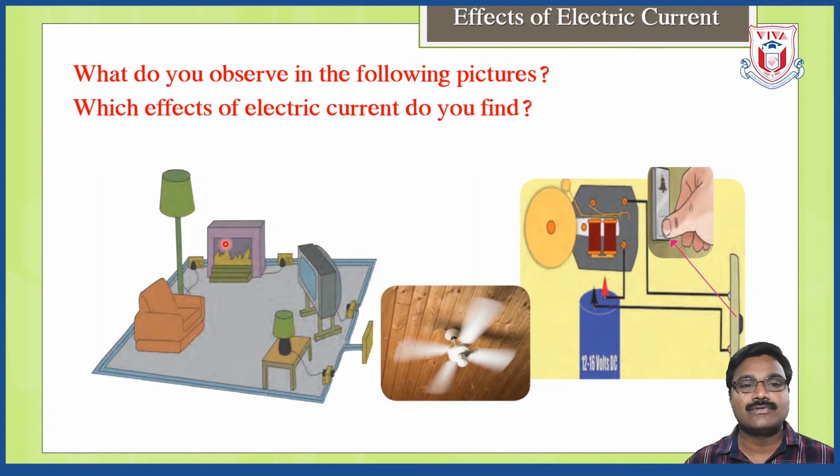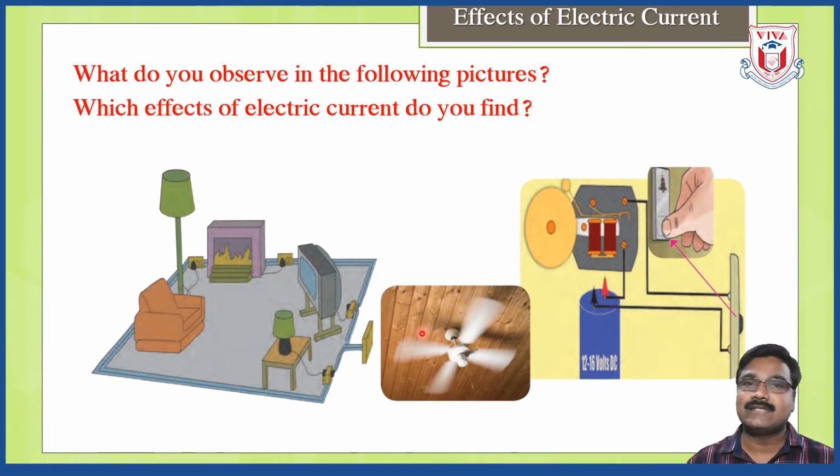Now in our house some equipments are there: two lamps, one television and one heater. Here, which effects are there? In lamps, electricity is converted into light in both the lamps. Here, electricity is converted into sound, light and some amount of heat. Here, electricity is converted into light and heat.